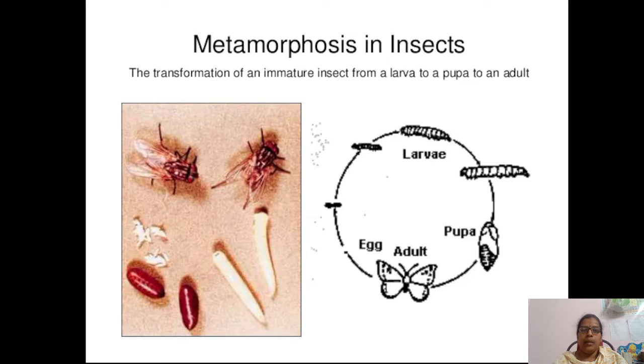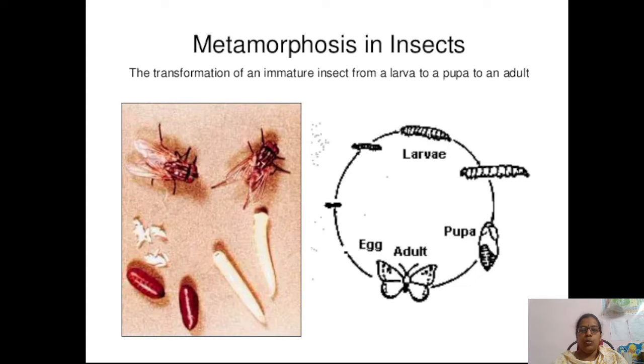If you see the diagram over here, eggs will hatch out to give the immature insects. These immature insects will grow into the larva. Then the larva will transform into the pupa. Then the pupa will also transform into the adult. So transforming from one stage to another stage is called metamorphosis.